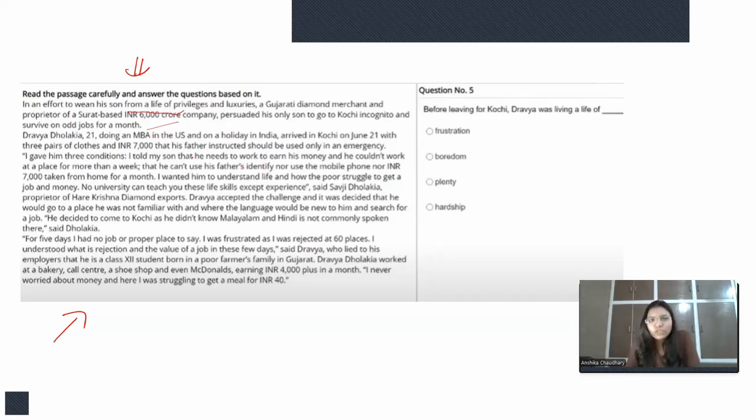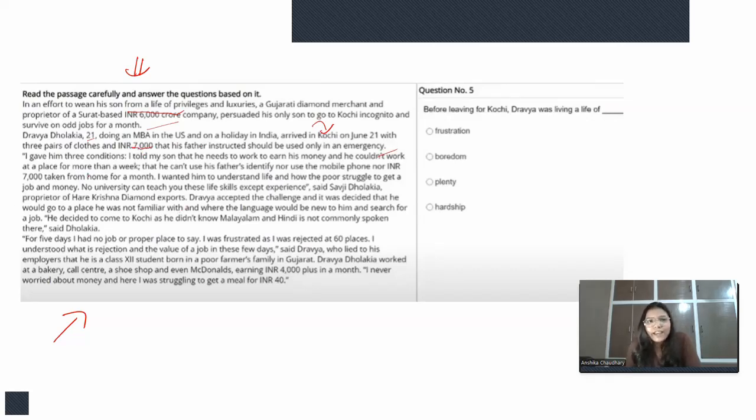Now, Drabya Dholakia, 21, doing an MBA in the US and on a holiday in India, arrived in Kochi on June 21 with 3 pairs of clothes and Indian rupees 7,000. So he had only 7,000 rupees and only 3 pairs of clothes. The name of the boy is Drabya Dholakia, who is 21 years old and pursuing an MBA in the US. He has now come to India for holidays, and in India he is in Kochi for a month. His father instructed that these 7,000 rupees should be used in an emergency only.